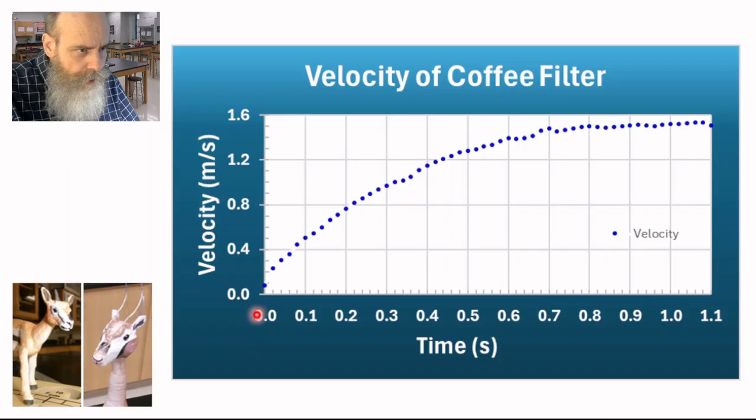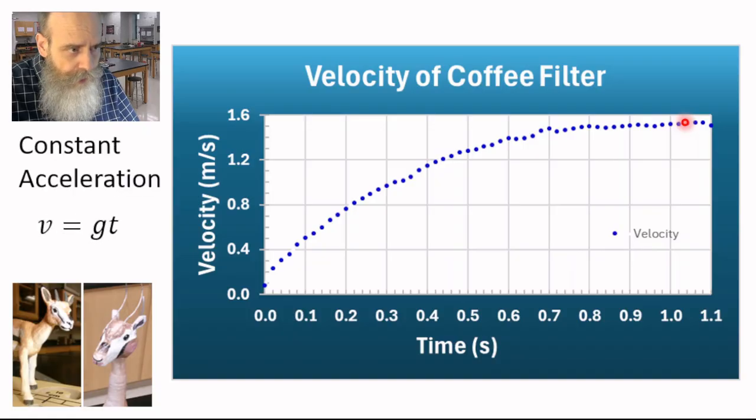The velocity starts at 0 and it increases. The slope of the tangent to this graph is decreasing as time increases. It's high here. As you go along, it gets lower and lower, and eventually it becomes 0. At this point, we have constant velocity. If we applied the kinematic equations to this problem, and if we had constant acceleration, this is what we would get. V equals g t. Here's that plotted on these axes.